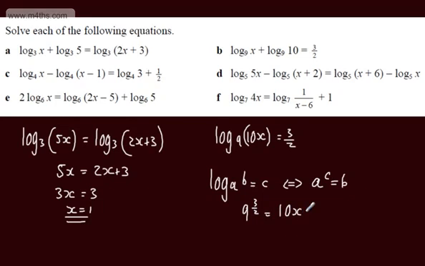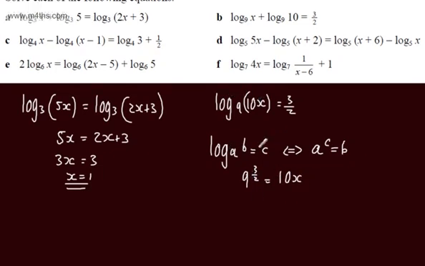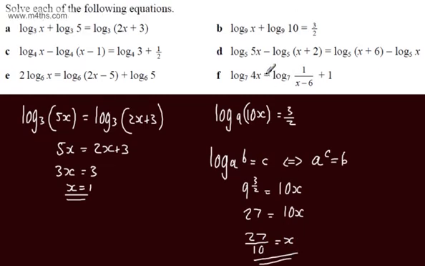So I've rewritten this as an exponential statement. So I've removed the logs by simply rewriting. Now 9 to the power of 3 over 2, we take the square root and cube. That gives me 27 is equal to 10x. So 27 over 10 is equal to x, or if you like, 2.7. Again, if we look at that, we're not taking the log of a negative number, and that would be entirely valid. Okay, let's look at the next one.